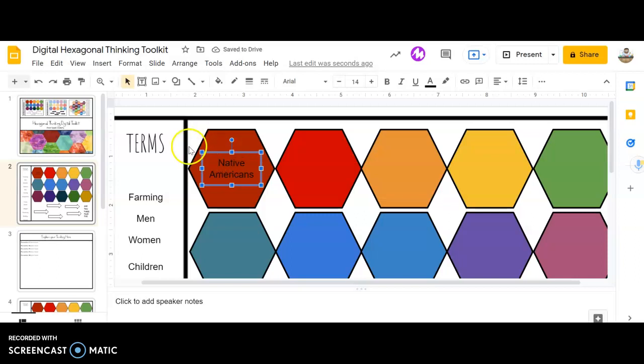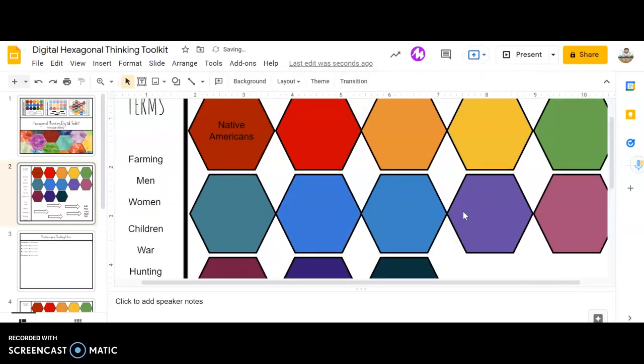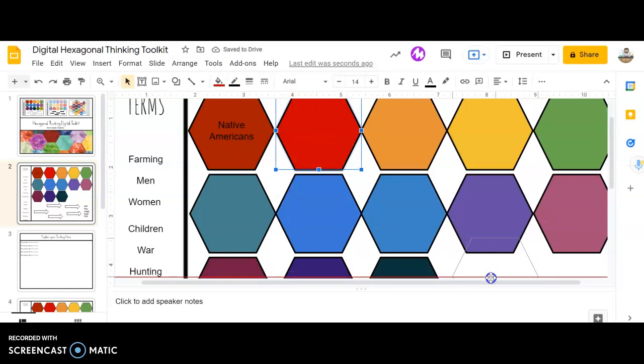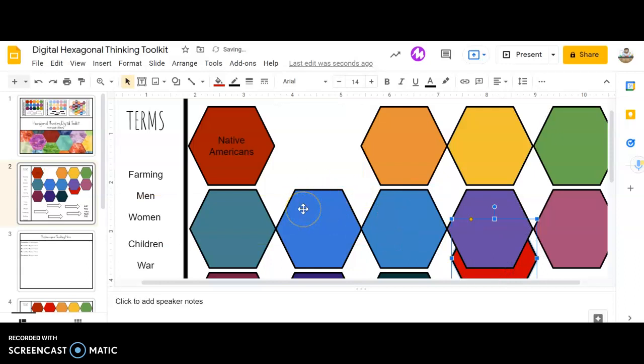Now, you'll notice you've got 1, 2, 3, 4, 5, 6 different sides that you can connect to. So I'm going to get rid of some of these because I don't think I'm going to use them all. That way I can move some things around a little bit, because you're going to be doing a bit of moving things around. So come on, I want you over here. There we go. Now, you have 6 sides on this Native Americans.